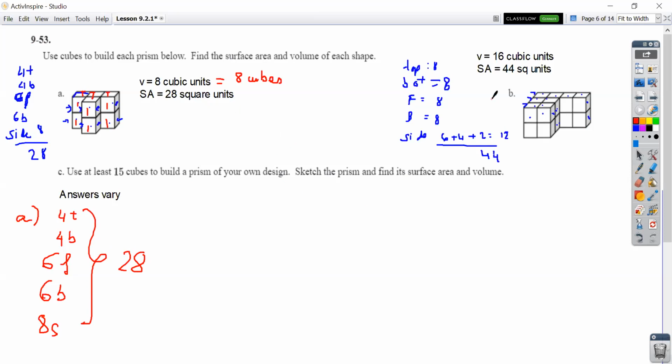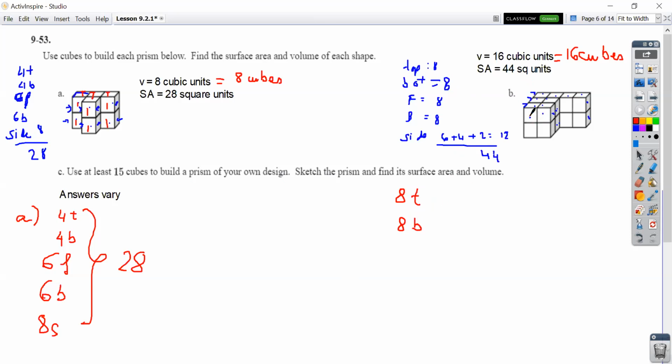All right, continue. The next one, question B. How many cubes do you find when you stack them together? When you count, you have 16 cubes. Stacked together, it looks like this. So there are 16 cubes. So the answer is going to be 16 cubic units. All right, surface area. The top one, again, the length and the width go by 1 by 1. So the top, I have 8: 1, 2, 3, 4, 5, 6, 7, 8. So I have 8 top. The bottom is the same thing. I have 8 bottom.